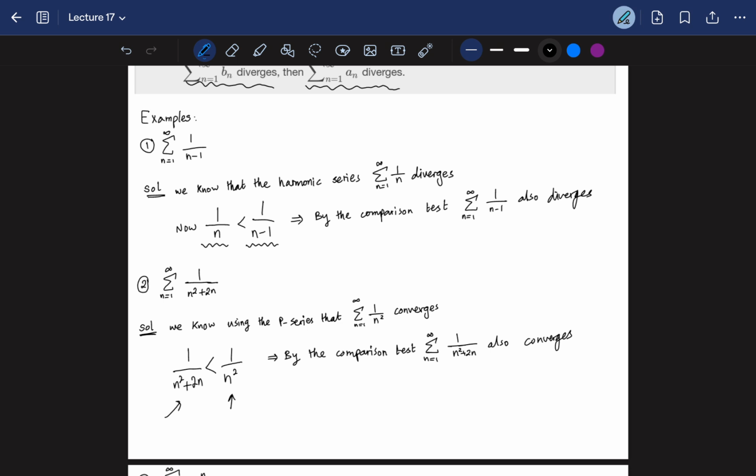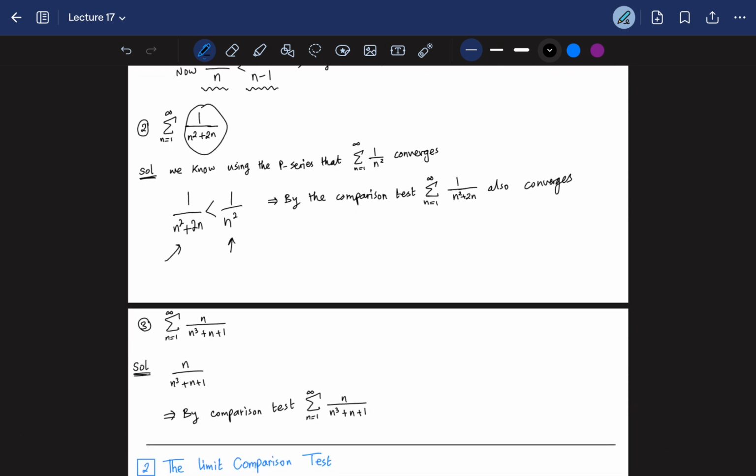That's it. So the comparison test is all about using the facts that I already know, whether it's a p-series test, a harmonic series, or a geometric series that I already know some facts about, and I already know how to determine whether they diverge or converge, and compare them with something that I don't know anything about. So for example, this, I don't know anything about it directly, but if I compare it with something that I already know facts about, using the comparison test, I can determine whether it converges or diverges.